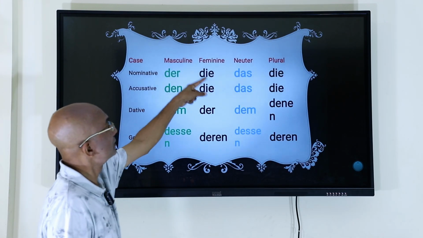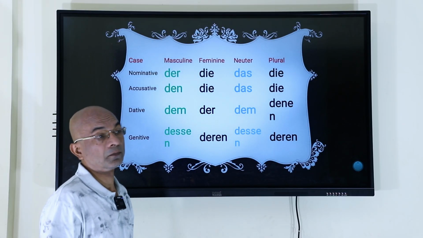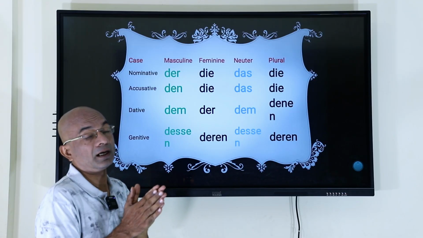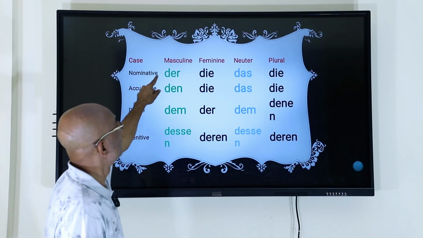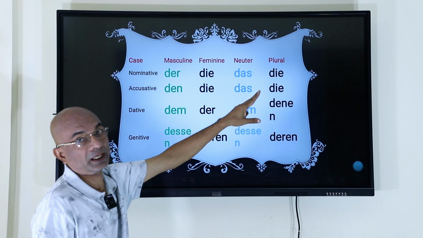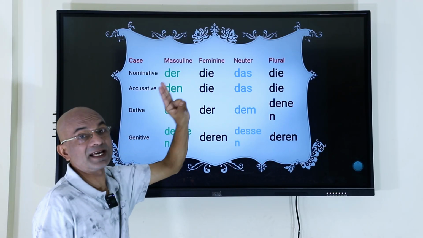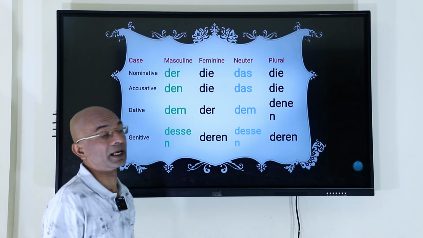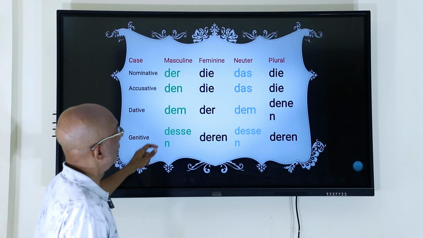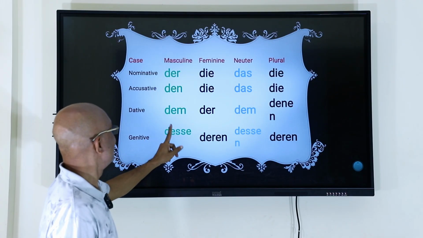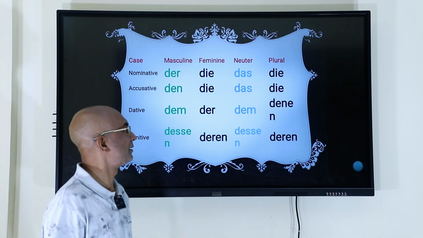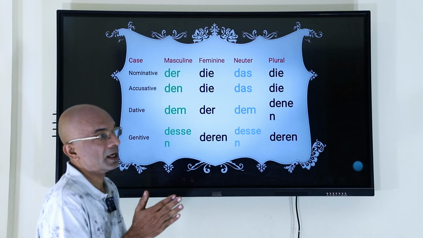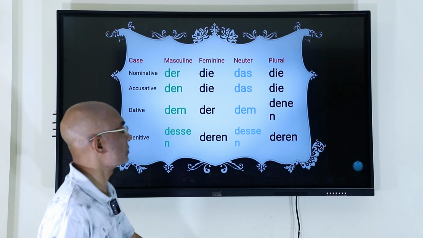So, this is how the relative pronoun works. For nominative, same as we have learned in the articles. Nominative article: der, die, das, die. Accusative: den, die, das, die. Dative: dem, der, dem, denen. Genitive: dessen, deren, dessen, deren. So these articles we have to look into and learn, then it becomes very easy for us to make the sentences.